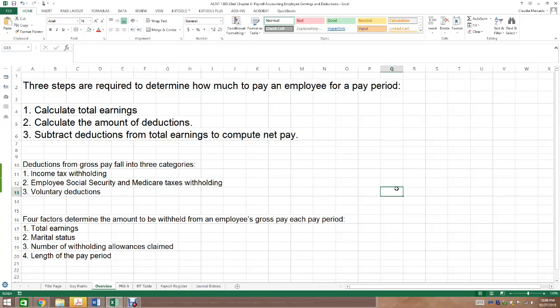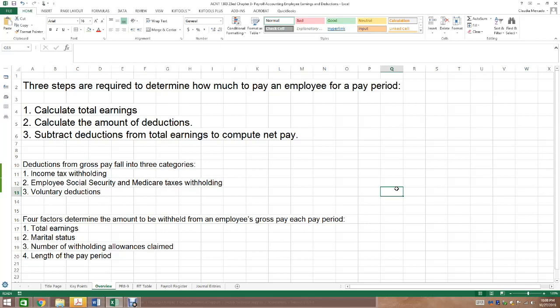Another factor is the length of the pay period. Are they getting paid every week, semi-weekly, semi-monthly, quarterly? How are these employees getting paid? This is just some information that is very important for us to know before we dive into the problem.